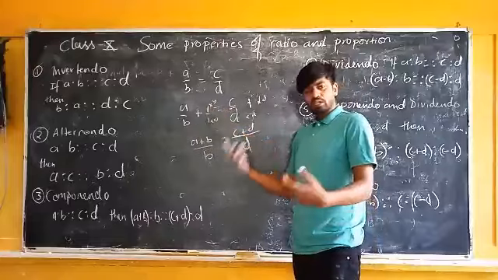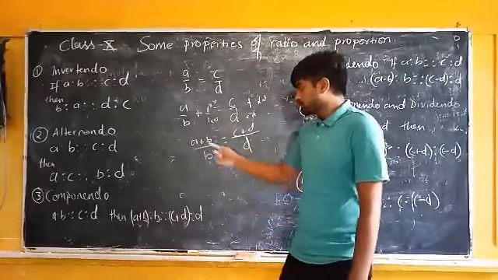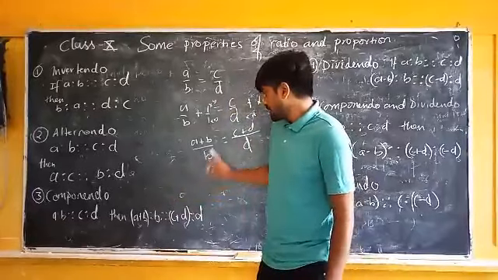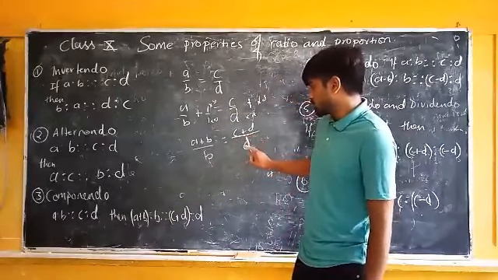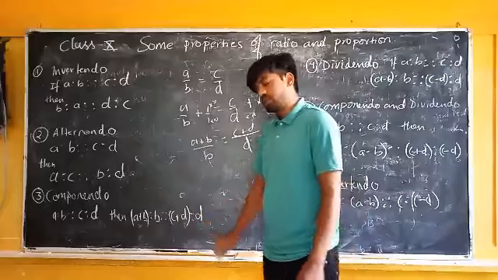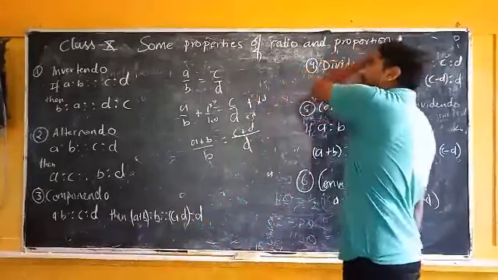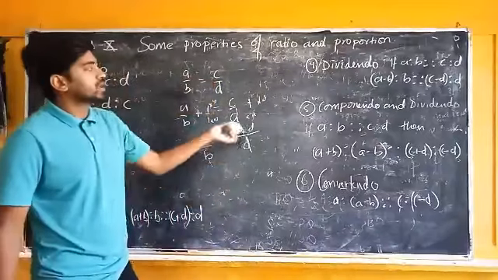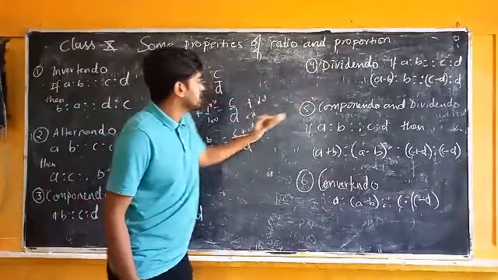1 और 1 वैसे भी cancel हो जाएंगे अगर एक तरफ ही जाएंगे तो. So I will write it like this: A plus B ratio B proportion to C plus D ratio D. You see this? Okay? Let's see invertendo. Invertendo में क्या होता है? Dividendo. Dividendo में क्या होता है?